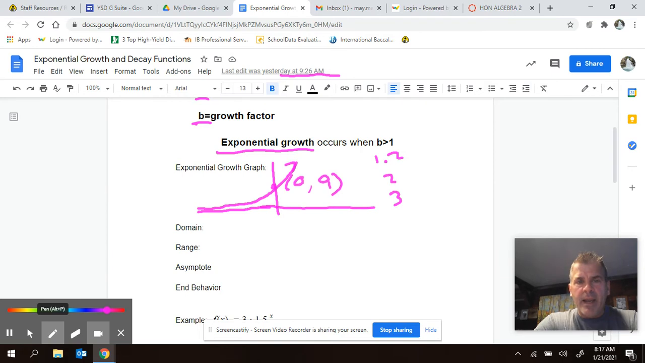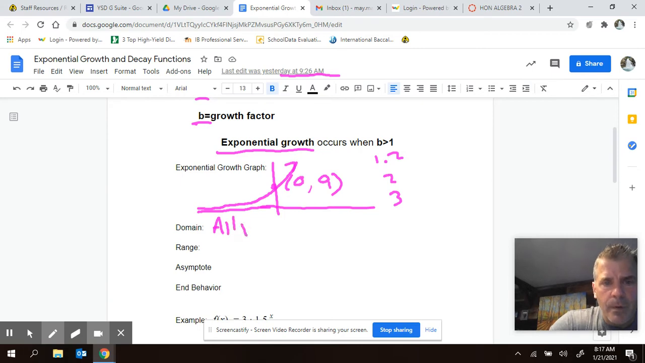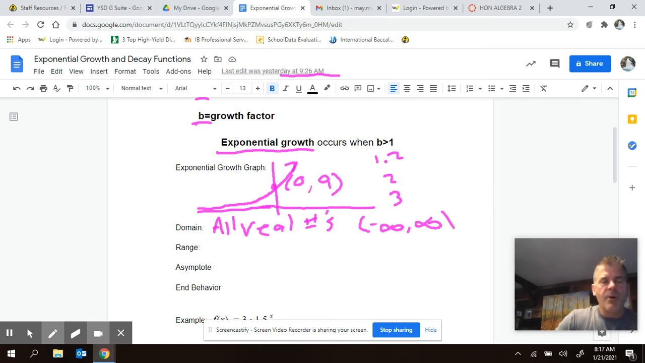So let's say our domain here represents, we're going to say it this way, all reals. So all real numbers. This is a good little review of how we can show this using interval notation. That means we can go all values from negative infinity all the way up to positive infinity. So there is our domain.